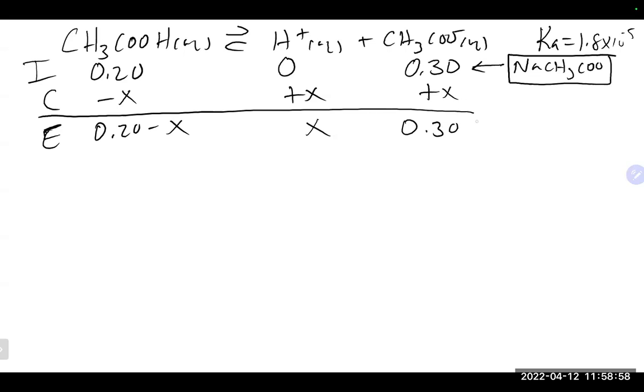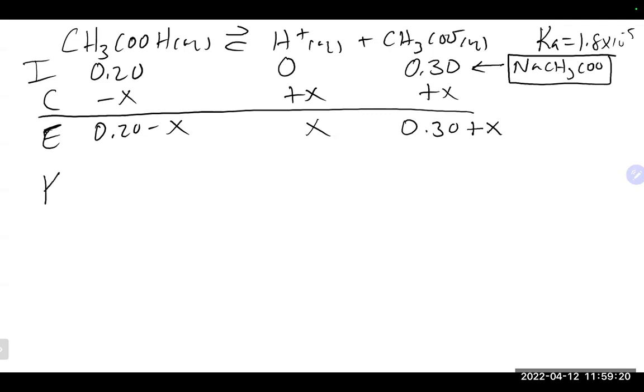The other place where people screw up is right here. This is a plus X, not a minus X. So again, a plus X in that case. Any questions on that ICE table? So that is the difference here, obviously, between the weak acid by itself and the weak acid that has the sodium acetate contributing that common ion in this case. The rest of it works the same way.